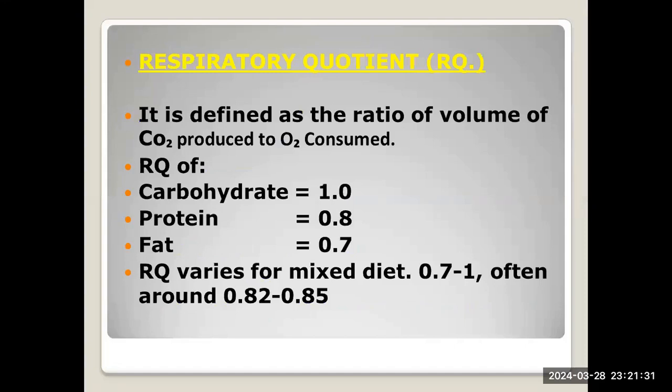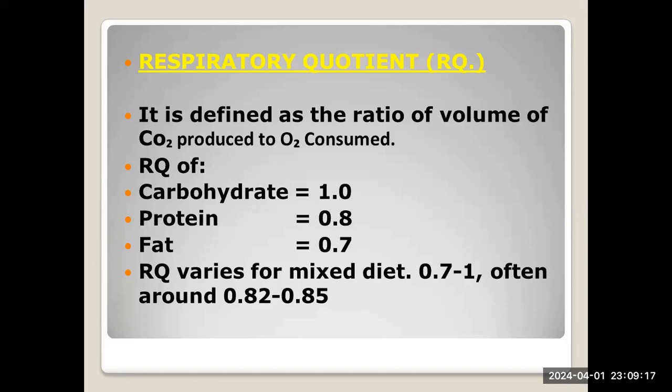Coming to respiratory quotient. What does that mean? Respiratory quotient is defined as the ratio of the volume of carbon dioxide produced to oxygen consumed. That is, the amount of oxygen consumed during the oxidation of macromolecules versus the carbon dioxide produced. We have three main macromolecules: carbohydrates, proteins, and fats. These are the ones which produce energy, and these are normally oxidized.